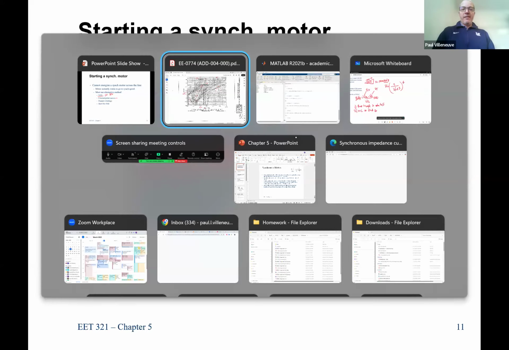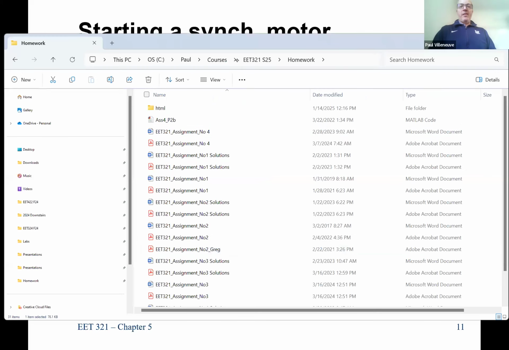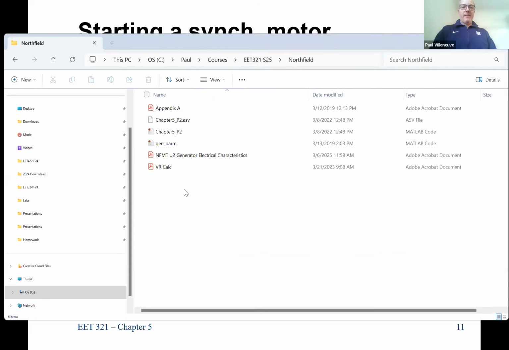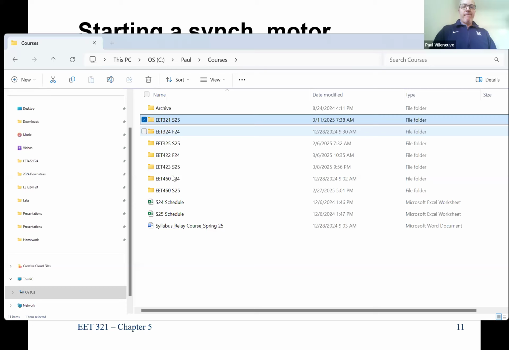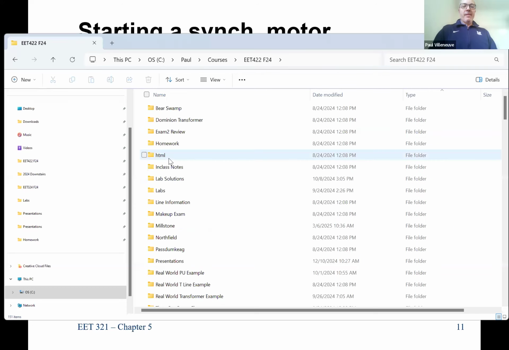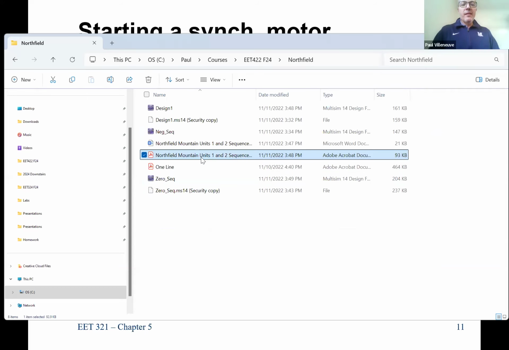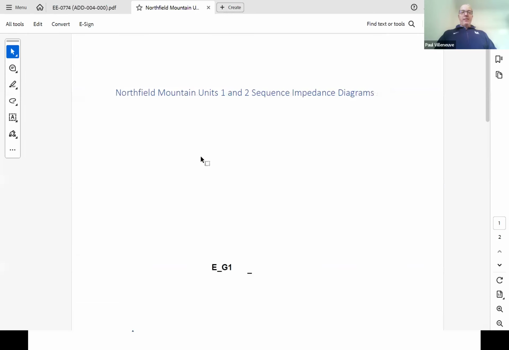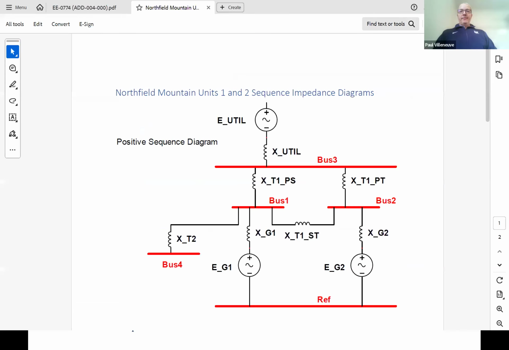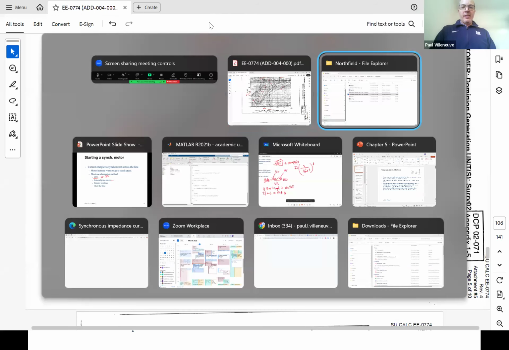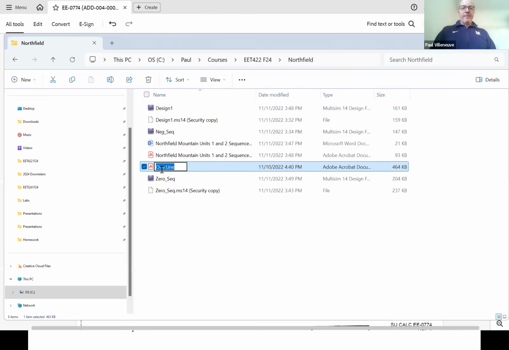Let me see if I actually have that figure that shows that. Let's see. It might not be in here. Not that one. If I have a one line, I might be able to show you what it looks like. I think this is going to work. Let's see. Nope, not that one. Let's try this one. Come on, wake up.